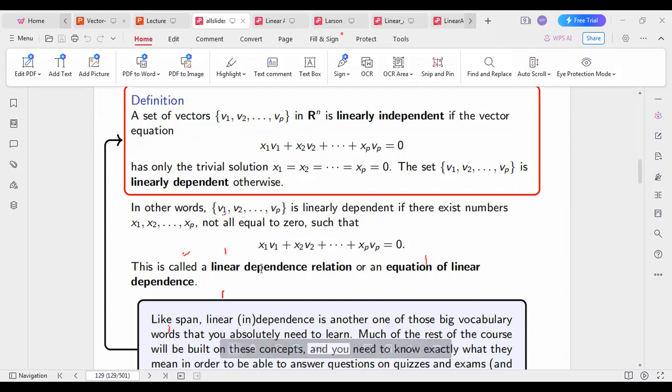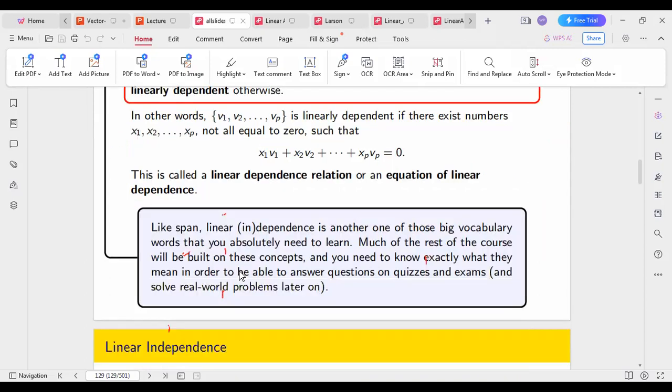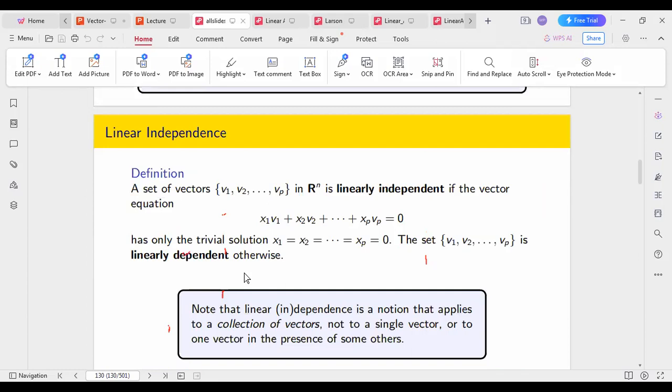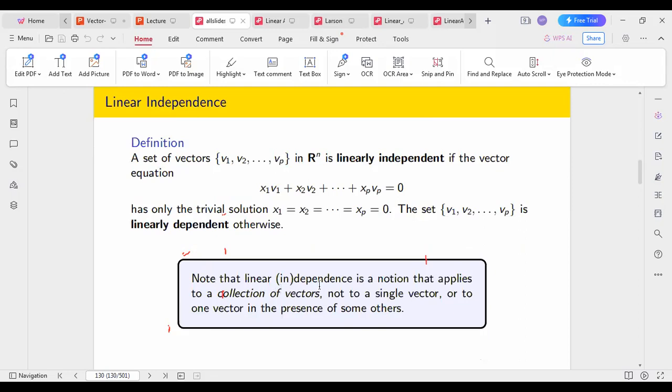And this is called a linear dependence relation, or equation of linear dependence, of the vectors b1, b2, up to bp. The definition can also be stated this way: the set of vectors b1 up to bp is linearly independent if the equation has only the trivial solution. The set is linearly dependent otherwise. Note that linear dependence is a notion that applies to a collection of vectors, not to a single vector or to one vector in the presence of some others.